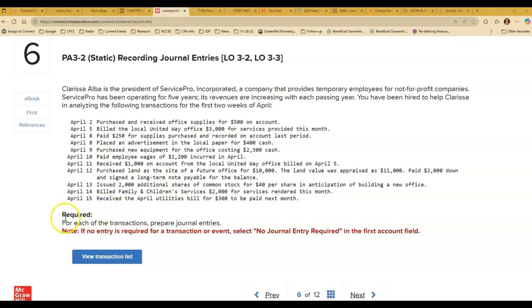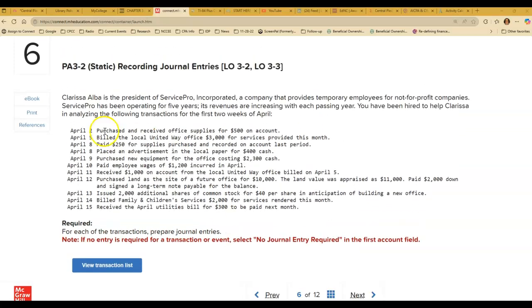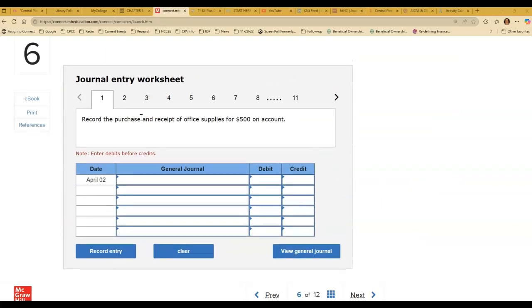Skip it. Required. For each of the transactions, prepare journal entries. Okay? So there's our journal entry worksheet. Okay? So let's just live down here. Let's not waste time reading up there all the data. Let's just drop down and let's try to put some journal entries together. And again, remember, who are you? You're the temp agency. You are Service Pro. Okay? Don't lose that perspective. Okay? Number 1, record the purchase and receipt of office supplies for $500 on account.